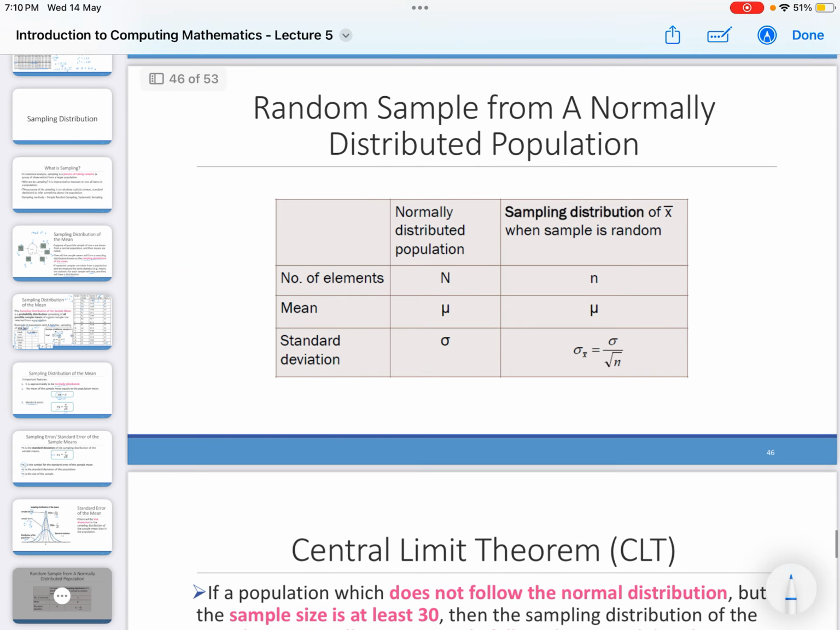Okay, this one is just the summary. So normal distribution population, so let's say the population is normally distributed. Okay, and then this one is the number of elements of the population. And then this one is the sampling distribution of the mean, of the x bar. So the number of elements will depend on the sample size. Okay, and then the population mean and the sampling mean will be equal. And then the standard deviation of the sample mean will be equal to the population standard deviation divided by square root n.